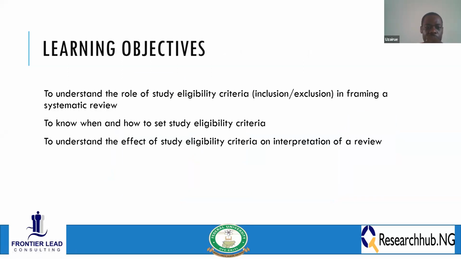Some of the learning outcomes we look at here are to understand the role of study eligibility criteria, which have to do with inclusion and exclusion, framing a systematic review, and to know when and how to set study eligibility criteria, then to understand the effect of study eligibility criteria on interpretation of review. Very important, because if you do not set very clear eligibility criteria, then when it comes to interpretation of a study that you've designed, there will be a lot of issues that you will encounter, and most often the results will not be useful, so to say.